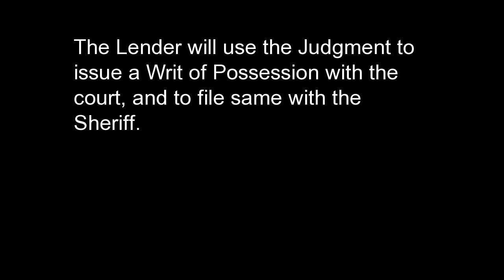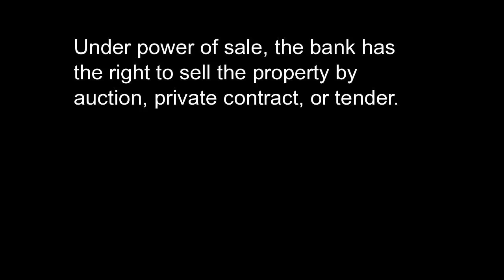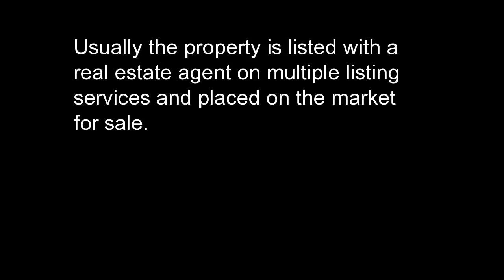The lender will use the judgment to issue a writ of possession with the court and to file same with the sheriff. The sheriff will then ensure that the homeowner is evicted from the property so that it can be sold. Under power of sale, the bank has the right to sell the property by auction, private contract, or tender. Usually the property is listed with a real estate agent on multiple listing services and placed on the market for sale.